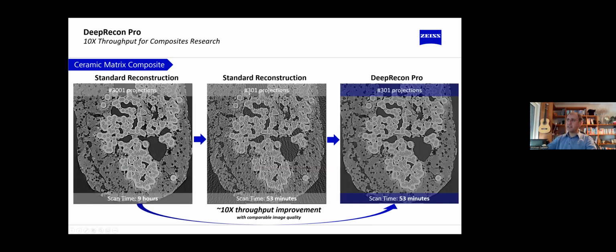A way to reduce the scan time is living with a lower number of projections, which in this case means cutting 90% of the projections. We use 300 projections for the reconstruction, perhaps using standard algorithms that are available. However, the scan time is lower, but the quality is not satisfactory. What Deep Recon does is maintain the original quality, and even improve it somewhat, while keeping the scan time quite short.